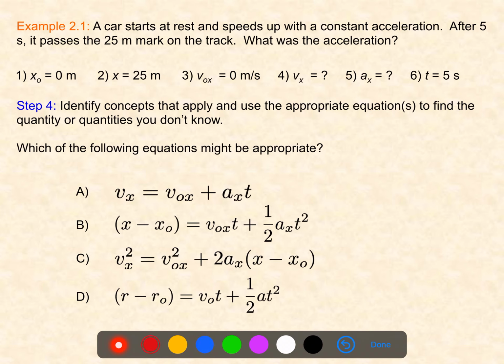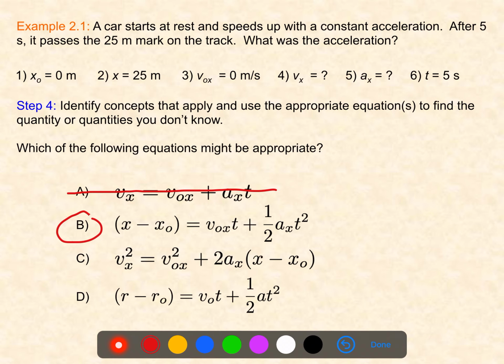Okay, so given that I want to know acceleration, but I don't know the final velocity, it's not very useful for me to use A, right? Because now I have two unknowns in A. I don't know velocity and I don't know acceleration. Okay, B, on the other hand, might be able to help me because I know my change of position, right? I know my initial velocity and I know my time that's passed. The only thing I don't know is the acceleration rate.